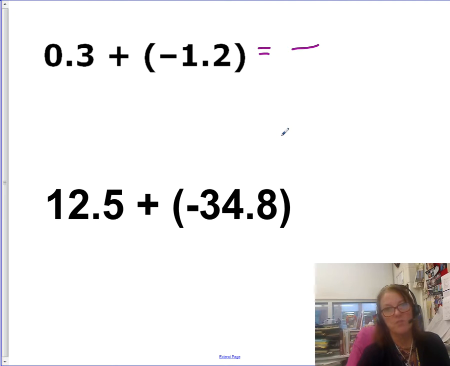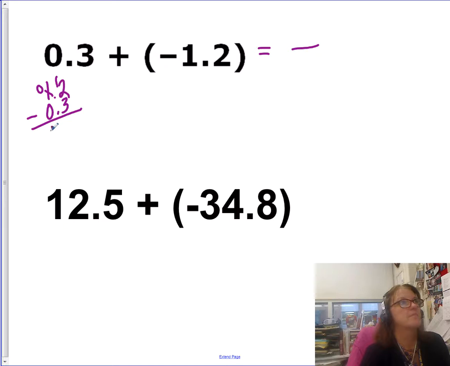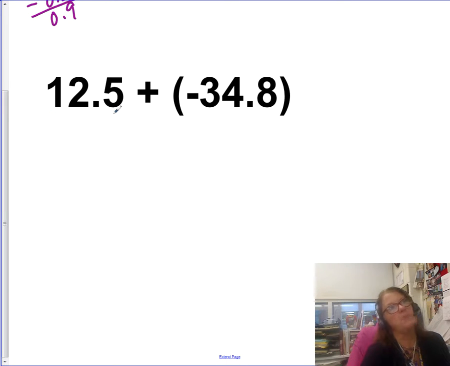Now, once you've determined that your answer is negative, because the signs were different, you need to find the difference of these two numbers. Put the bigger one on top, smaller one on bottom, and subtract. 9/10, and it's negative. Look at the next one here: 12 and 5/10 plus -34 and 8/10. Before you even do math, I want you to think about this.